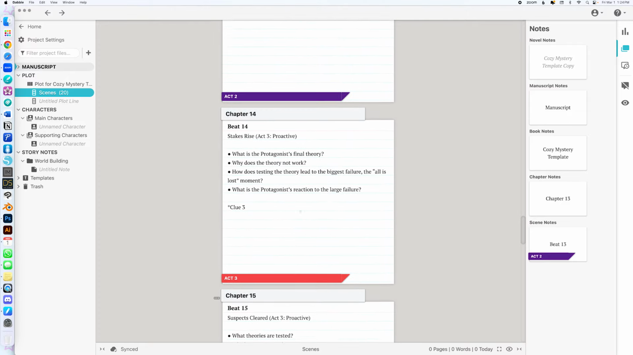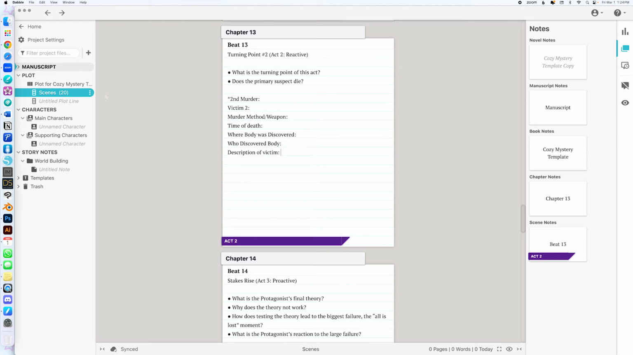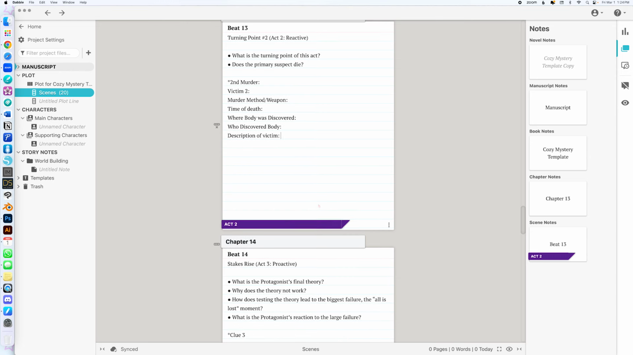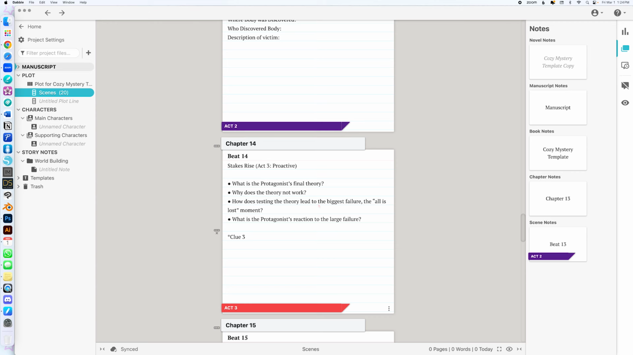So I work with a 4-act kind of system. So beat 13, even though we have 20 scenes, beat 13 is my midpoint, because there's a setup at the beginning, right? And some of these beats work together, so keep that in mind.